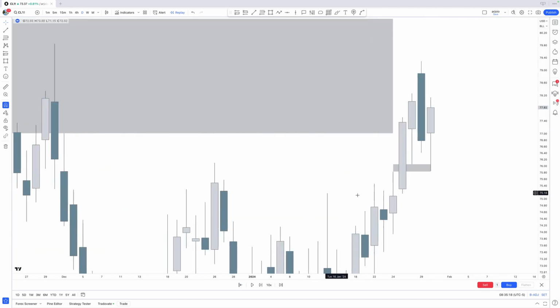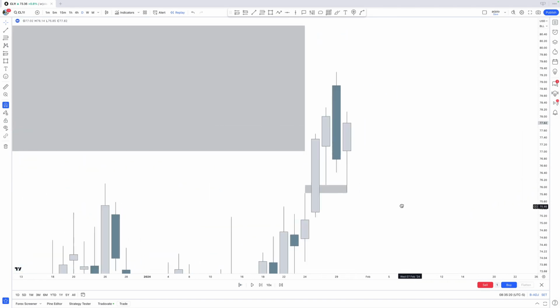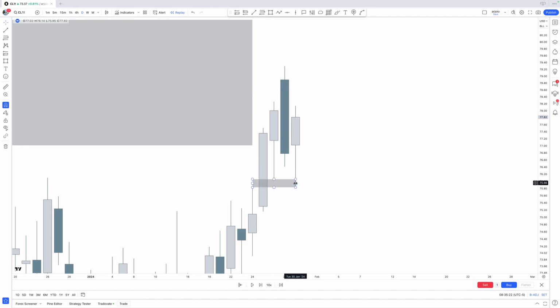When we come into that daily fair value gap right there, we have a nice rejection actually of the daily fair value gap, a huge up candle with a nice rejection. So the only thing the next candle here can do on the daily time frame is expand higher. That's the only thing it can do, because if it does not do that, then that daily fair value gap becomes weak and we expect lower prices.